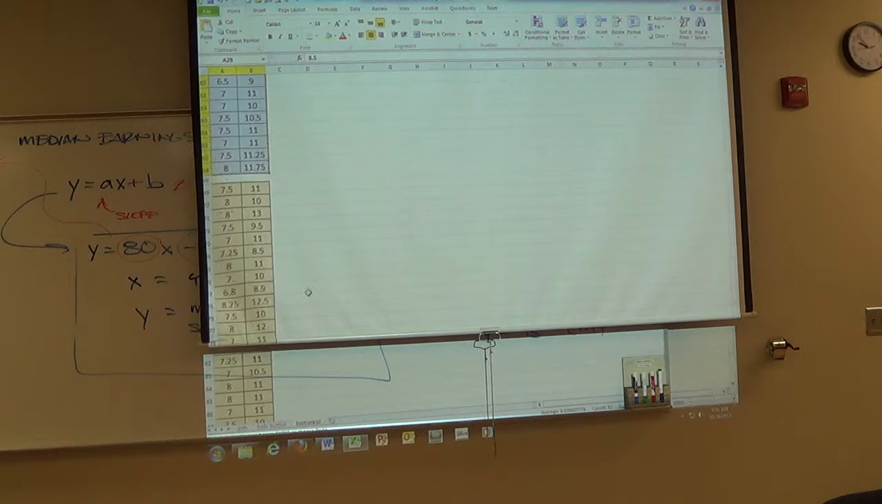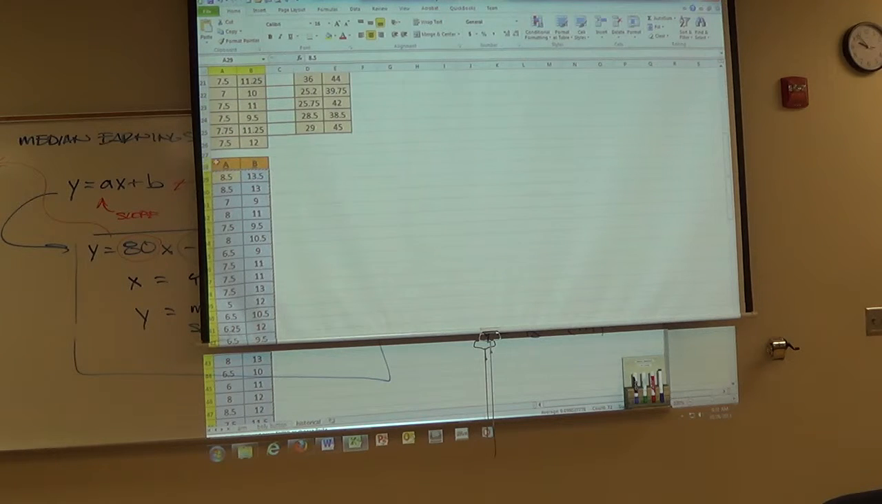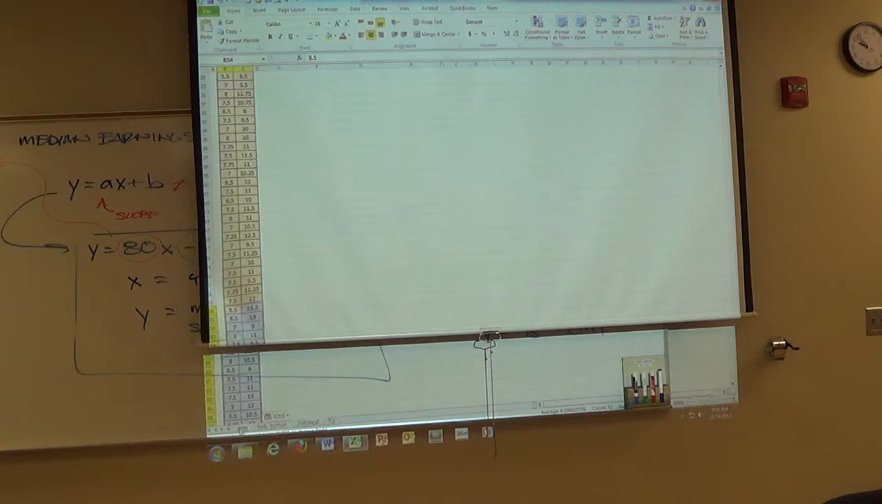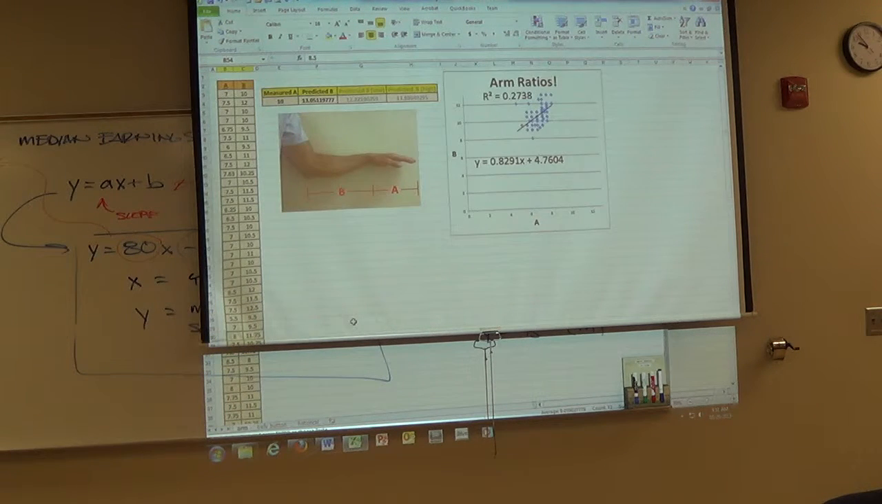You missed it. I did? No, you got it. Oh, maybe. Did I get it? Oh, I just didn't get the labels. And this, that's belly button. The belly button ratio is even worse. I don't bother doing that one. Plus, it's a little too PG for class. There.